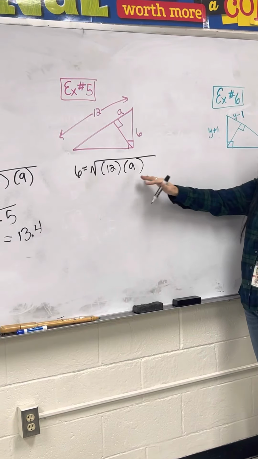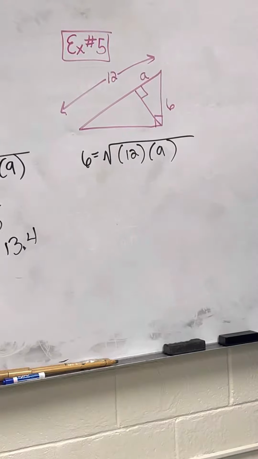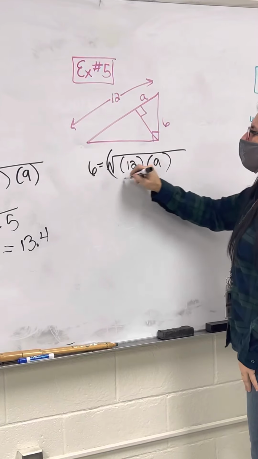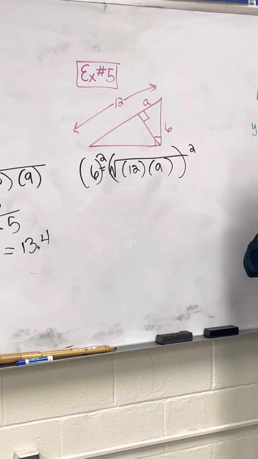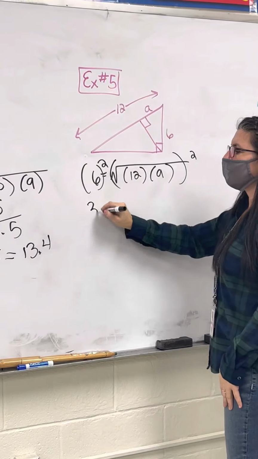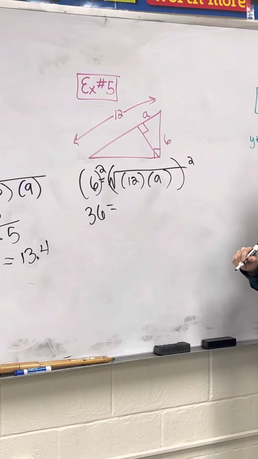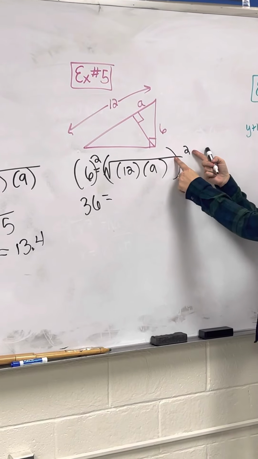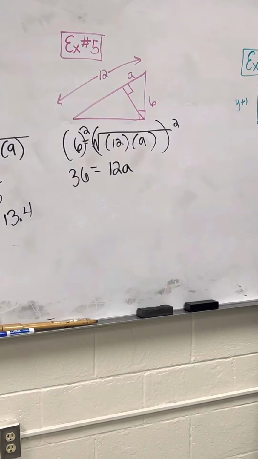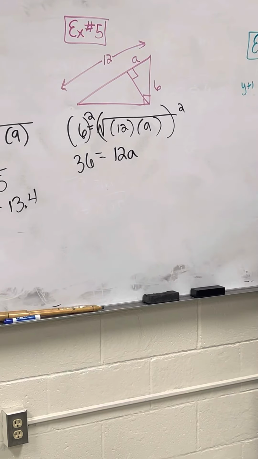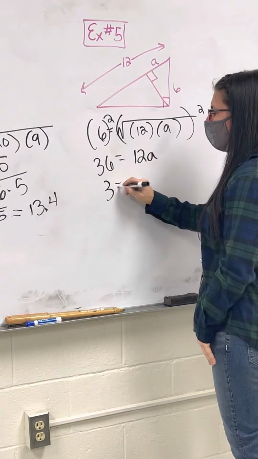What's my first step in solving this? Squaring it. Good. We're going to square this side, and we're going to square this side to keep our equation equal. On the left, we have 36. On the right, remember the square and the square root cancel out, so I get 12a on the right. So what's a? 3. Divide both sides by 12. a is 3.